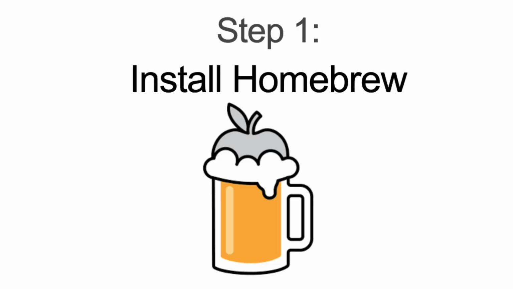Step 1. Install Homebrew. Before we set up openclaw, we need to install Homebrew, a popular package manager for macOS and Linux. It allows you to easily install and manage the software tools required for running the AI agent.